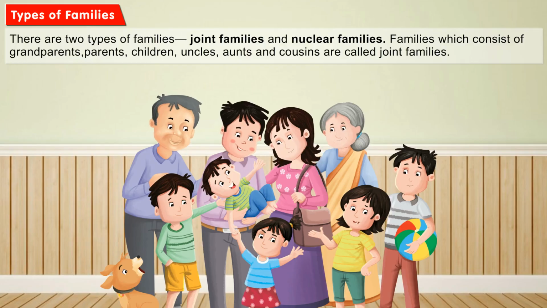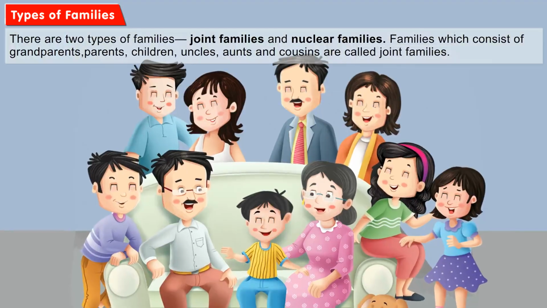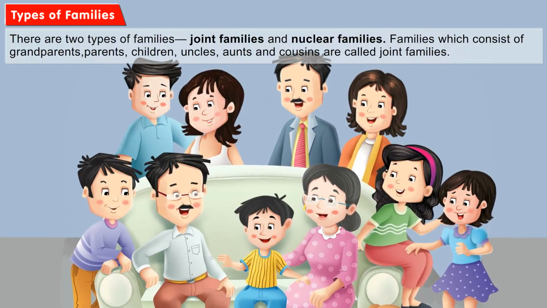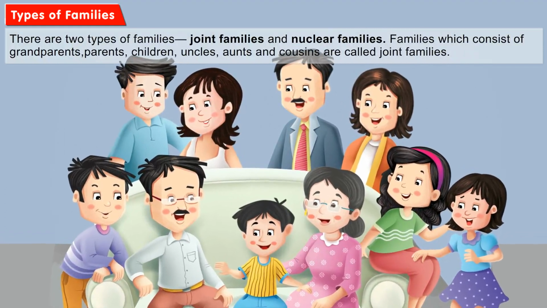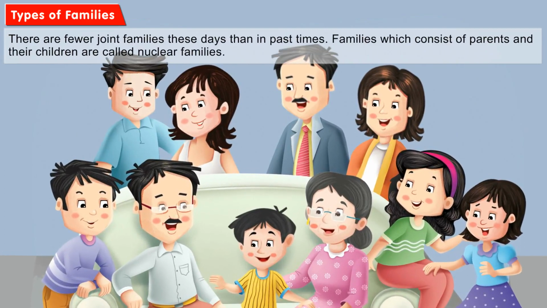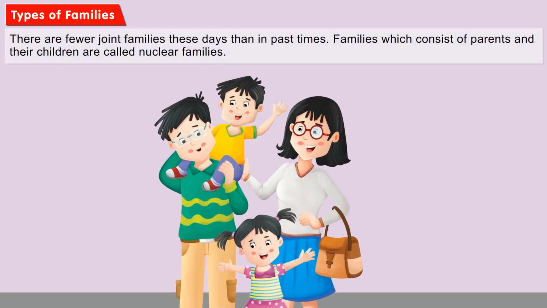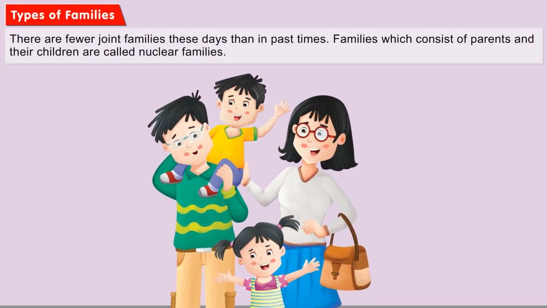There are two types of families, joint families and nuclear families. Families which consist of grandparents, parents, children, uncles, aunts and cousins are called joint families. There are fewer joint families these days than in past times. Families which consist of parents and their children are called nuclear families.